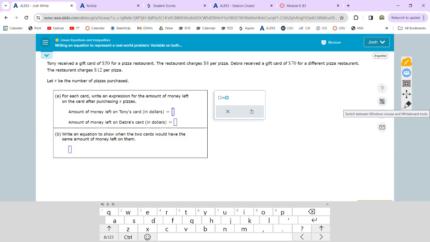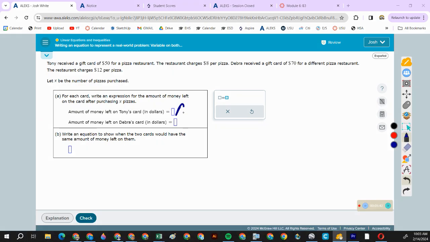Tony received a gift card of $50 for a pizza restaurant. The restaurant charges $8 per pizza. Debbie received a gift card of $70 for a different pizza restaurant. That restaurant charges $12 per pizza. Let x be the number of pizzas purchased. For each card, write an expression for the amount of money left on the card after purchasing x pizzas.